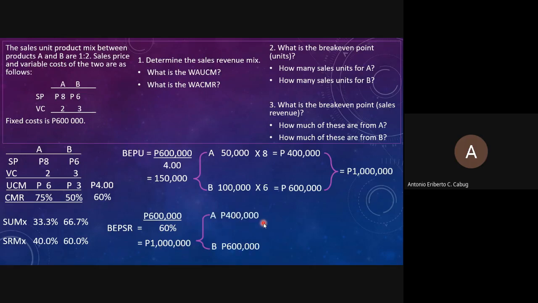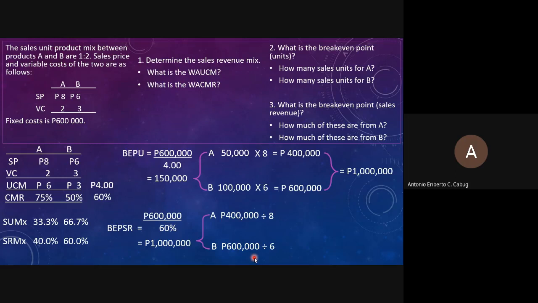As for boy, 60% of 1,600,000 is 960,000. Okay? Still the same. 400K will come from A, 600K will come from boy. Okay. What if you want to get the units? Just divide them by their prices. How much is A? 8 pesos. How much is boy? 6 pesos.